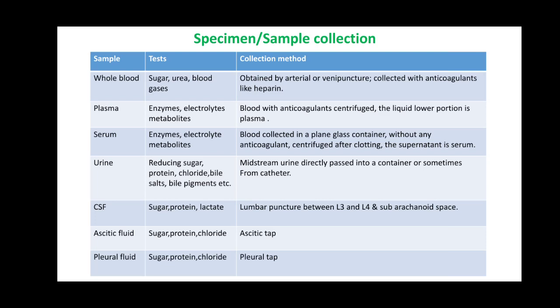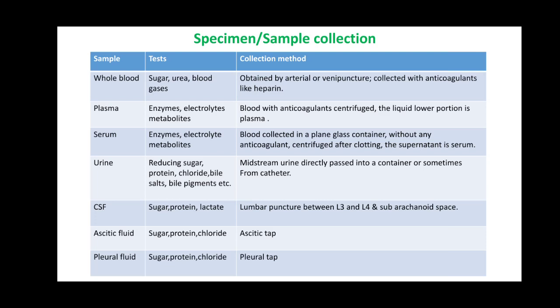Next is serum, where we can also test enzymes, electrolytes and other metabolites, and the collection method is blood collected in a glass container without any anticoagulant. Later we centrifuge after the clotting process, and the supernatant is the serum. The next specimen is urine, where we can test reducing sugar, protein, chloride, bile salts, bile pigments and so on. The collection method is midstream urine passed directly into a container, or sometimes from the catheter of a patient.